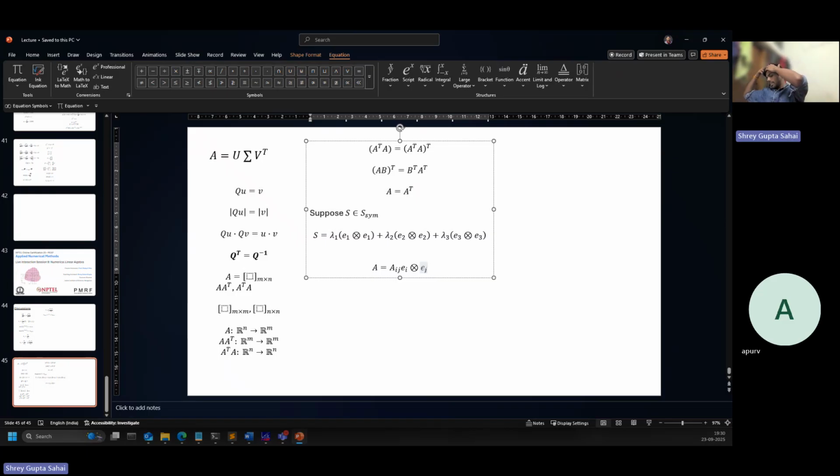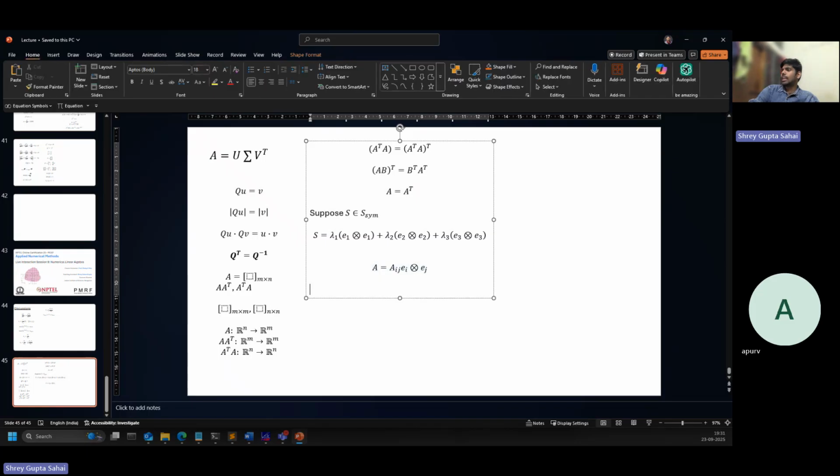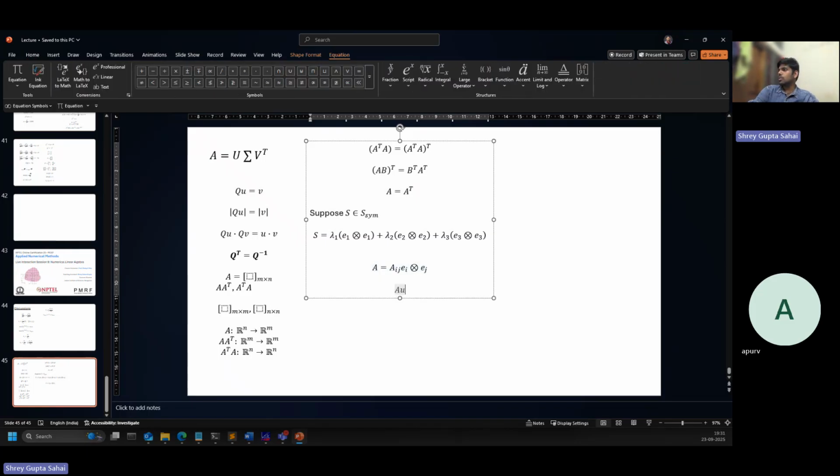Just give me a second, let me think. Is it this? I think it is this only. This is how you write it. Let me quickly check. If you write Au, what you will get is Aij, and then Ej takes the dot product with u, so you get uj, and then Ei. Yes, this is the right way. Let me just bold this so that we know.